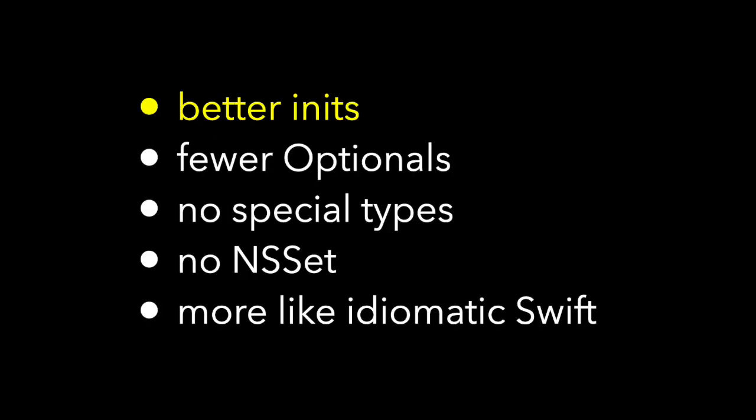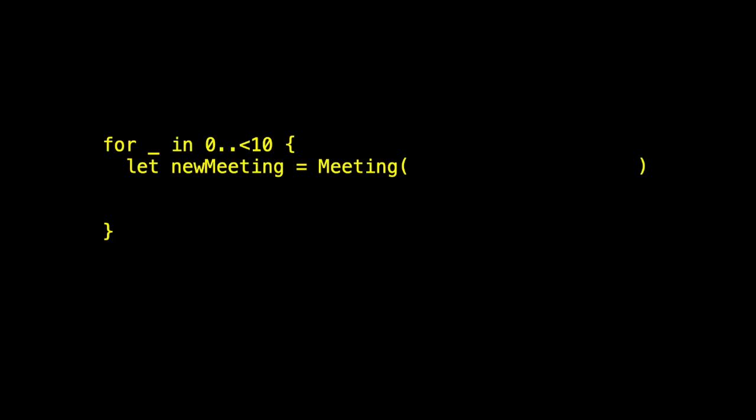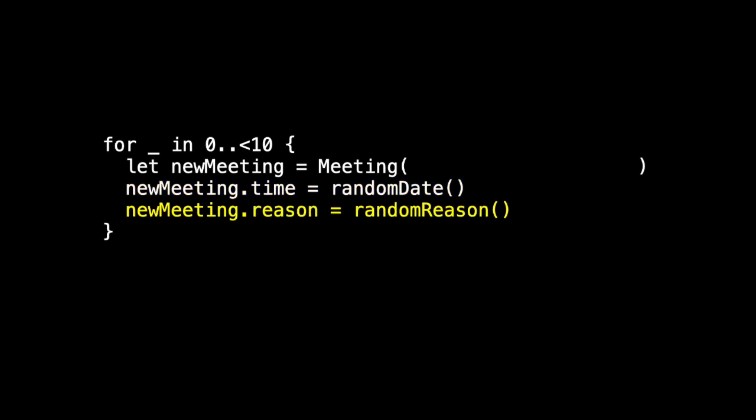So we've addressed fewer optionals, no special types, no NSSet, and that leaves better inits. Here's some code that I used to generate previews of the content, and so I generated 10 meetings to display in a list. So in my loop, I'll create a new meeting. I'll add a time to that meeting using a random date function that I've just created, and I'll generate a random reason and save that in new meeting's reason. And now I've got 10 meetings that I've created and I've configured. And now I try to save these.